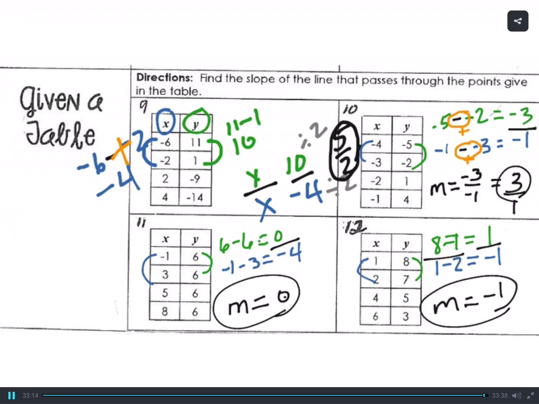The most important thing to remember is that the y values, the change in the y values is delta y, that goes on top. And then the change in the x values, so delta x, is on bottom. Delta just means the change in something.